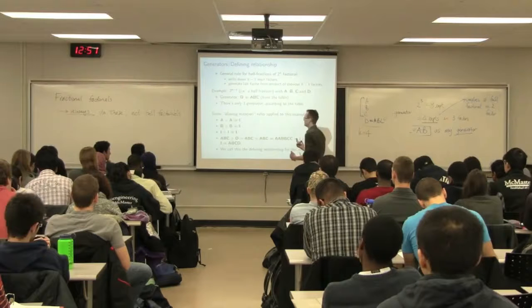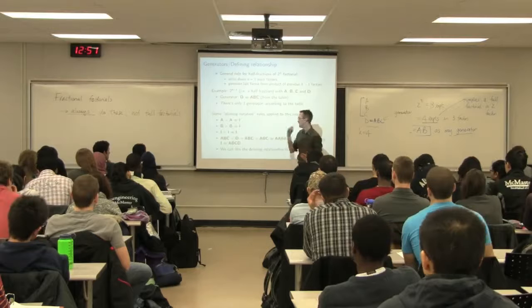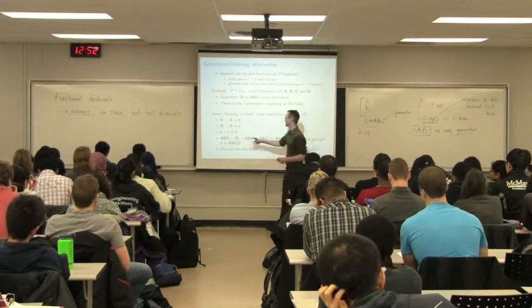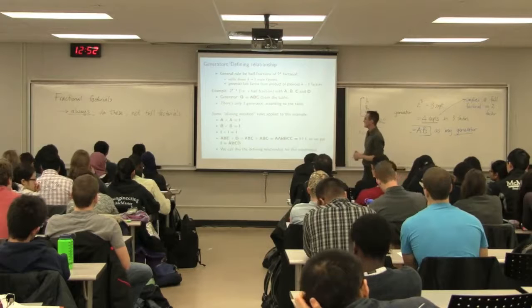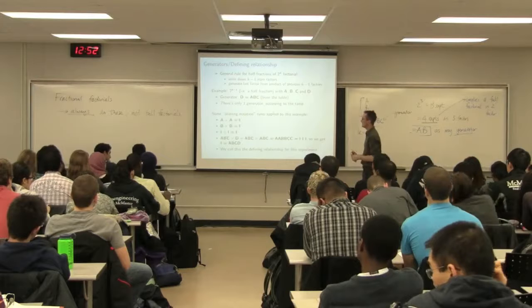B multiplied by B is I. C multiplied by C is I. D multiplied by D is I. All of them, a factor multiplied by itself gives identity. Identity multiplied by itself is your identity. Let's take a look at writing out what is ABC times D as an example.